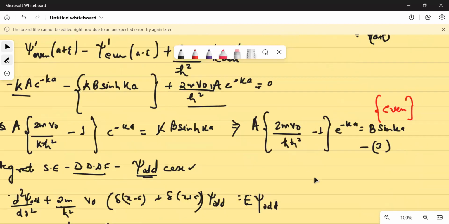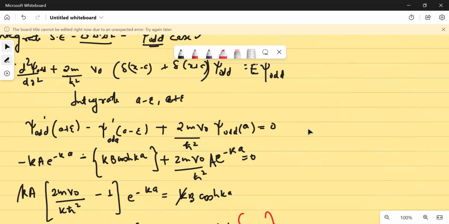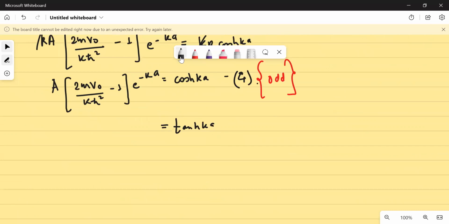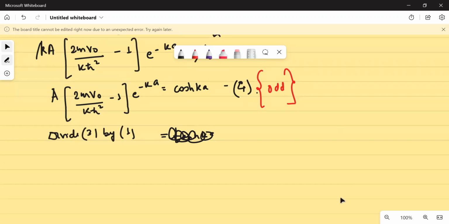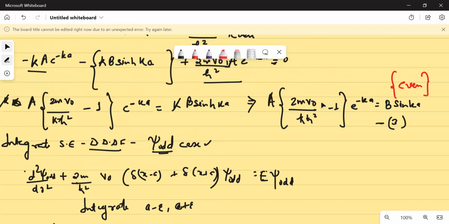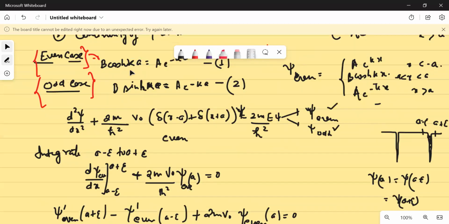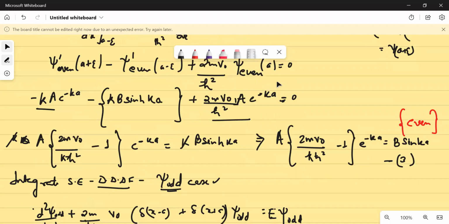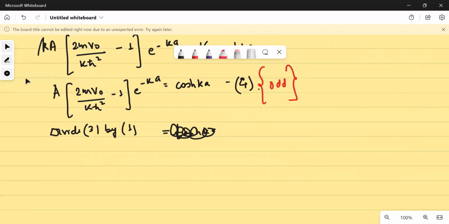So I'll divide 3 by 1. Is that clear? Otherwise it will become mathematically wrong, since we would be dividing two different things. So divide 3 by 1. What was your 3? 3 on the right hand side was b sine hyperbolic ka, and here you had b cos hyperbolic ka. So you just divide these two things, and you will get tan hyperbolic ka.